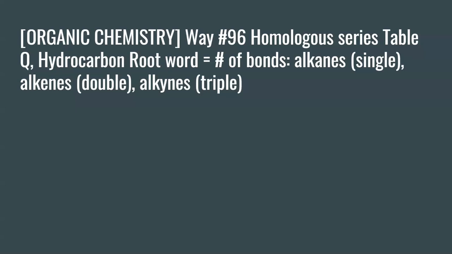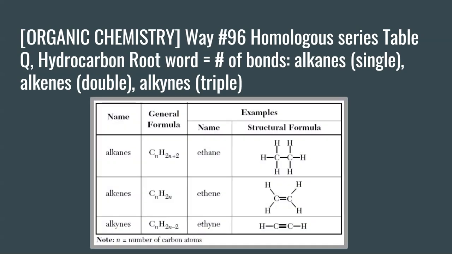Way 96 deals with organic chemistry and talks about the homologous series. And the homologous series refers to Table Q. The homologous series is just a way of classifying different hydrocarbons, meaning they contain carbon and hydrogen, as single bonds between carbons, double bonds between carbons, or triple bonds between carbons.